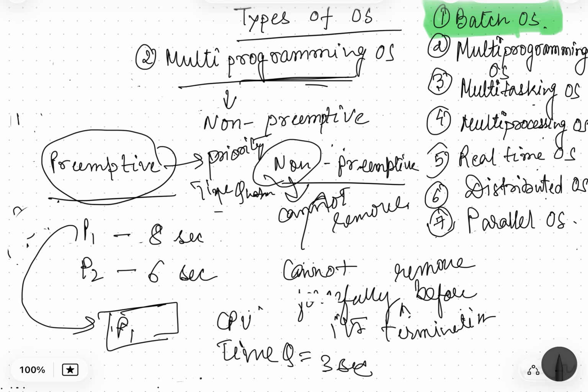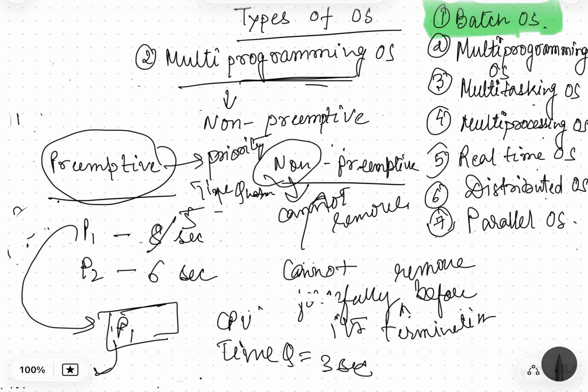Okay. And then it has to leave the CPU. After 3 seconds, it has to leave the CPU. So till this time, how much time is left? 5 seconds or more left, because it totally needs 8 seconds to complete. So it is not completed yet. 5 seconds are still left for it to complete.